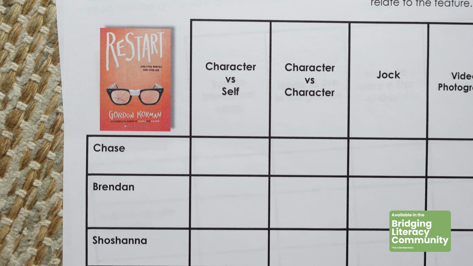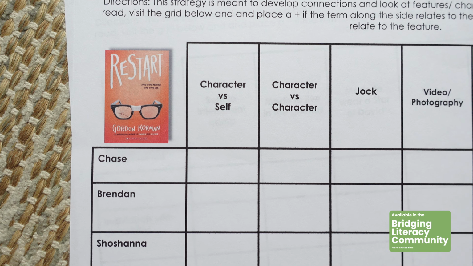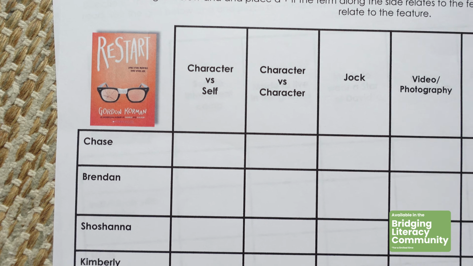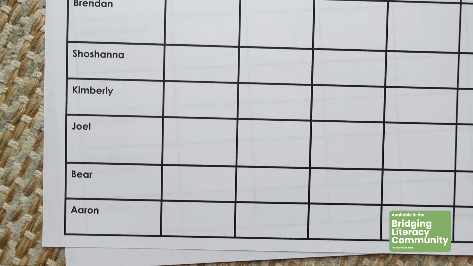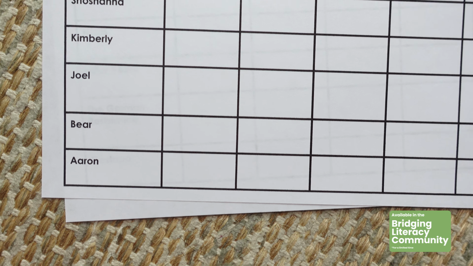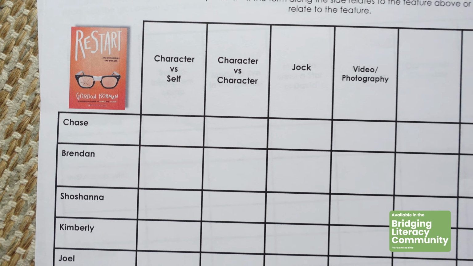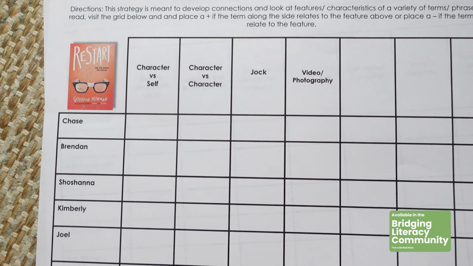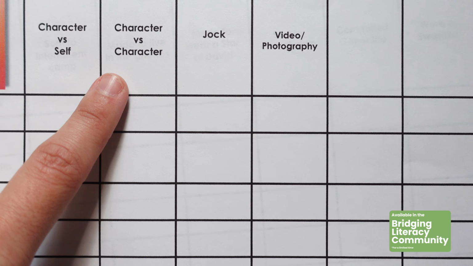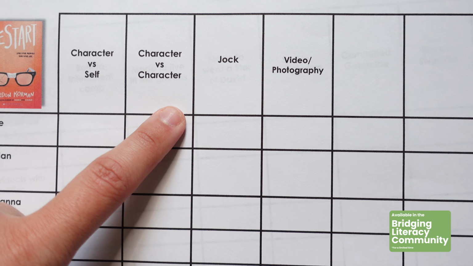So in this book, Restart, you have Chase, who is a jock. He falls off the roof and he loses his memory. And so there are a lot of different characters within that story. So we have the characters here along the side. And then at the top, you can have different features or characteristics that you want them to consider. So you could do conflict, so character versus self, character versus character.